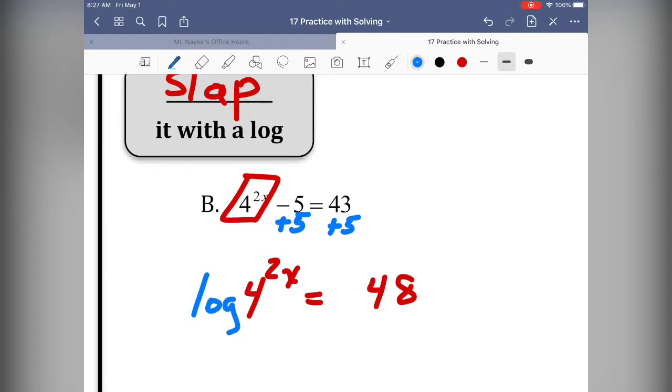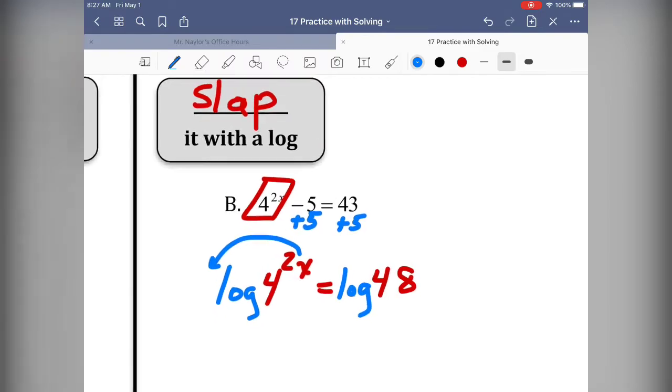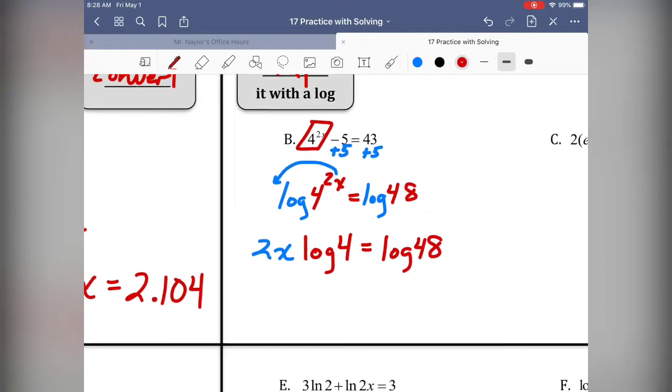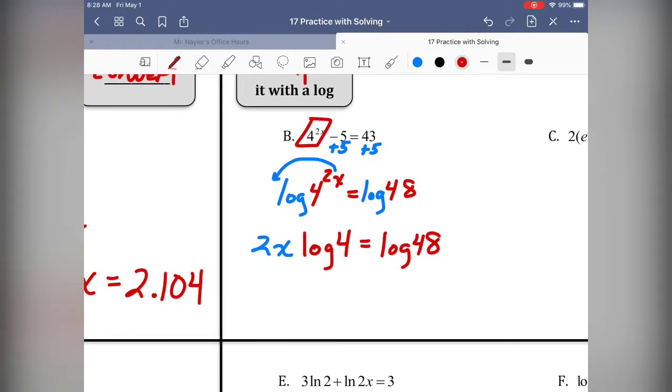Now when I do the log of both sides, what that does is it causes this exponent to come tumbling down. And that's really the whole idea here, because x is up in the exponent until it comes tumbling down in front of the log. Now I've got the log of 4 and the log of 48, no big deal.